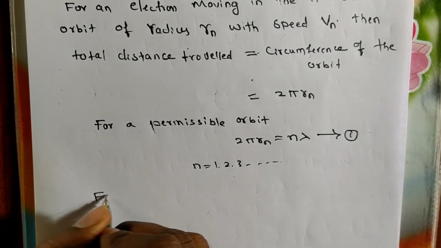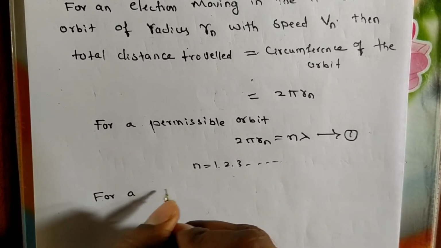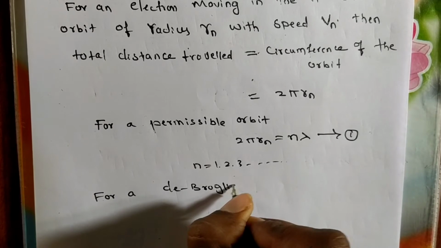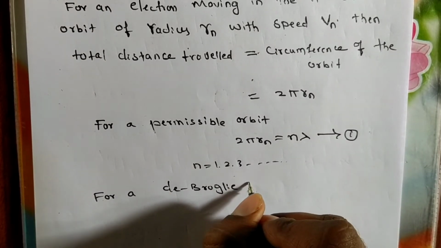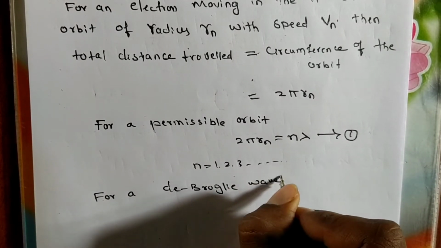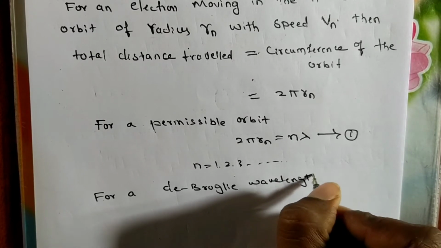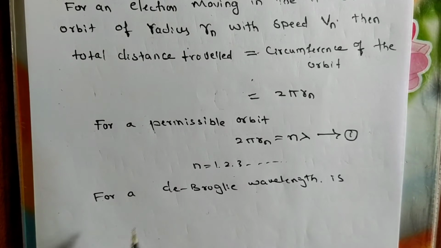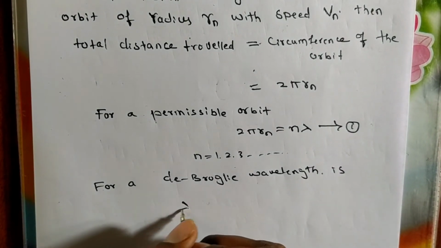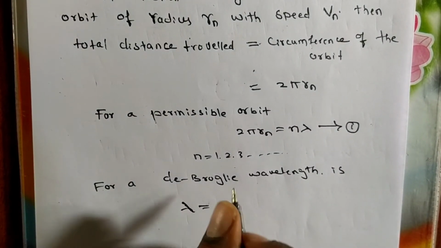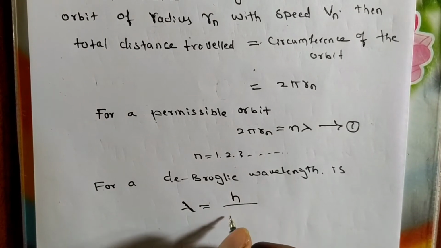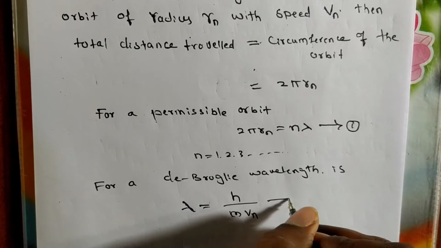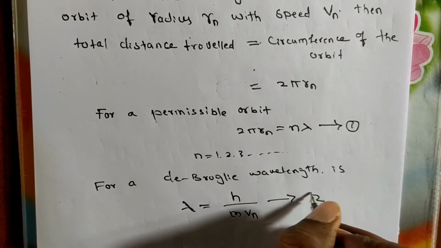For a de Broglie wavelength, lambda is equal to h divided by m into v, in the place vn. This is equation number 2.